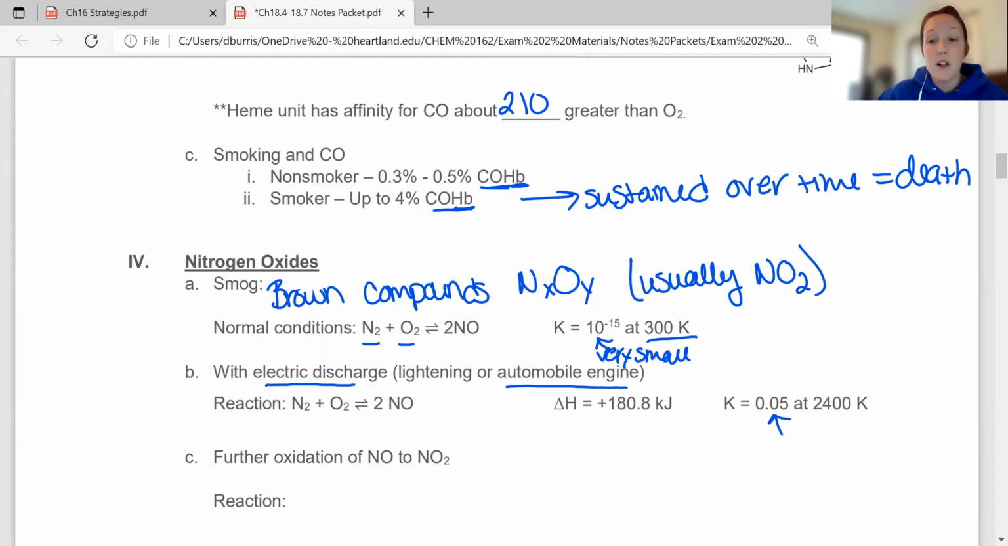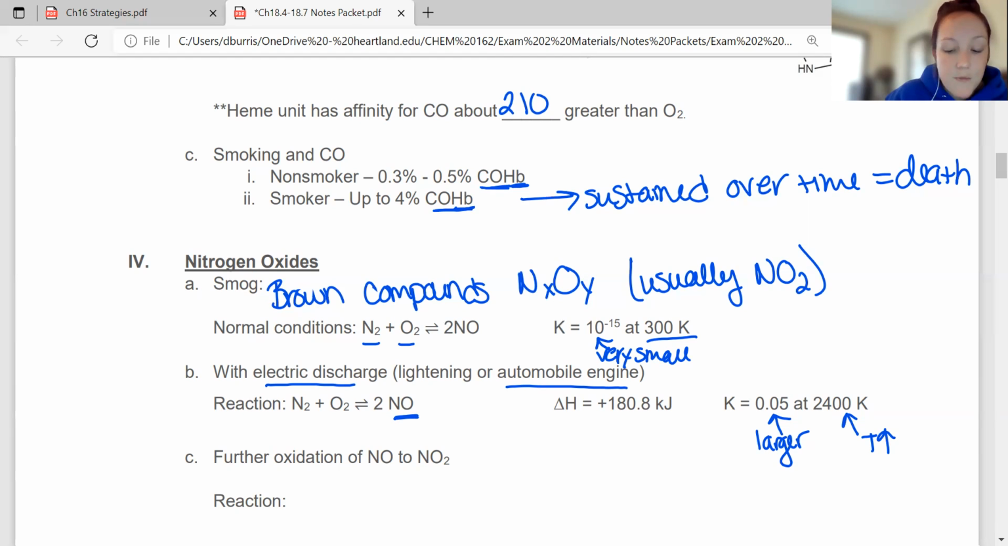So this is a larger K value as the temperature goes up. Essentially, if it gets that hot, and it does get that hot in automobile engines or when lightning strikes, you're much more likely for this reaction to happen. So we're going to make this NO, which is a problem.